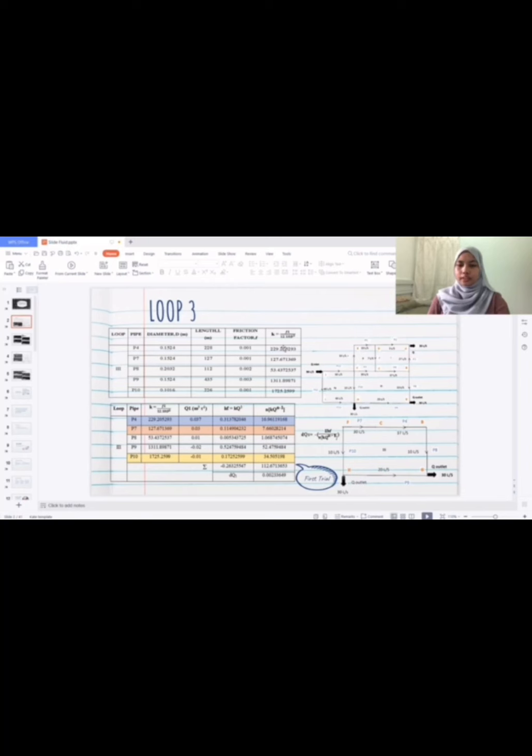After we get the value of K, we need to assume the value of Q. In P4 we assume 37 liters per second, P7 30, P8 10, P9 20, and P10 10 liters per second. After that, for the first trial, we include the value of K and the value of Q that we assume, and then we need to find the value of HF, which is the formula K times Q power of 2.